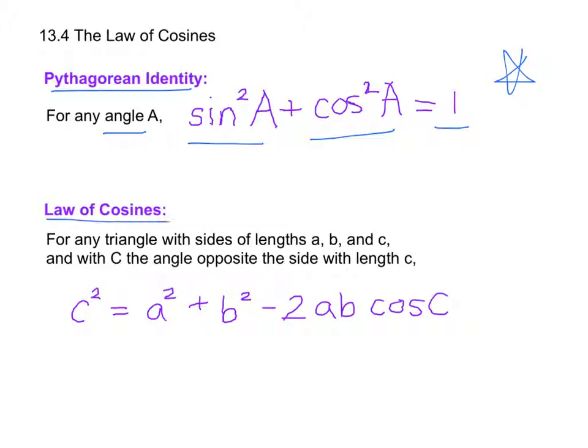Then there's the law of cosines, which is also very important. It says that for any triangle with lengths of a, b, and c, and with C the angle opposite the side with length c, then c squared is going to equal a squared plus b squared minus 2ab cosine C.